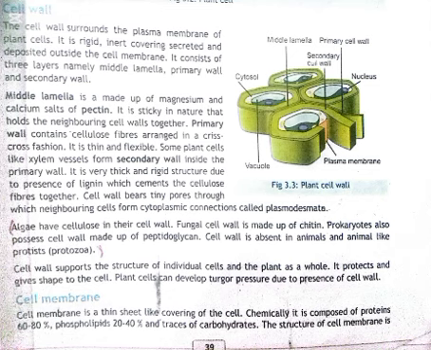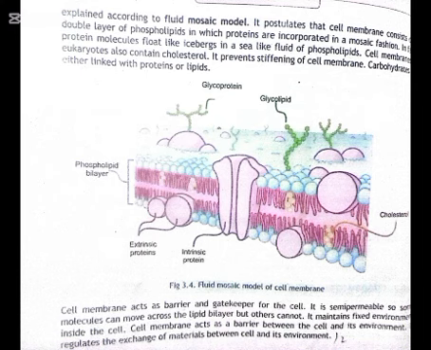The cell membrane, also called the plasma membrane, is a thin living covering that surrounds the cell. Unlike the cell wall, the cell membrane is present in both plant and animal cells. Its main job is to protect the cell and control what enters and leaves the cell.